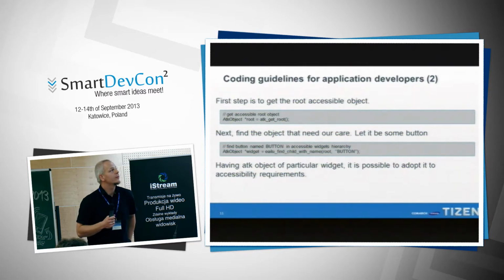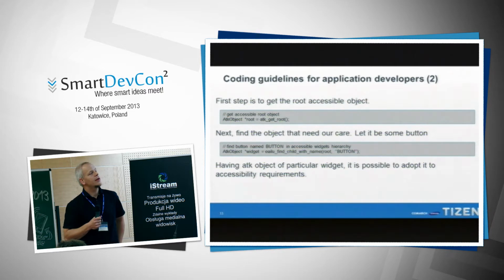So to do this, the first step is to use the ATK API and get the accessible root object. That's the main object of the application. It can be done by the ATK get root method. And then when we have this root object, we can find the element that we would like to make more accessible. For example, that will be a button. Here we use some EAIL function to find the child, providing the name of the element.